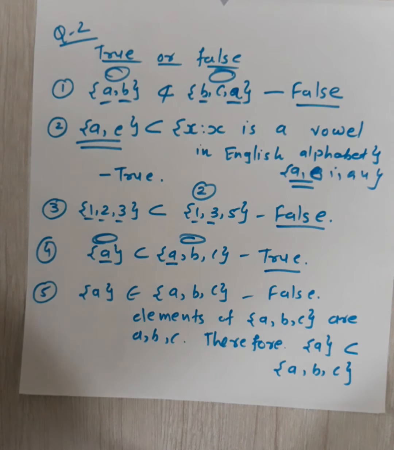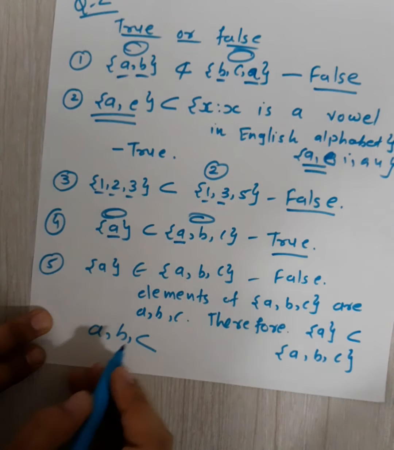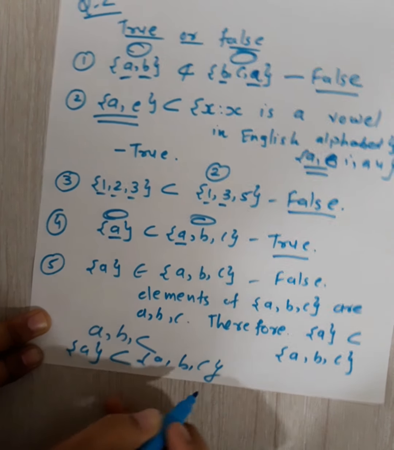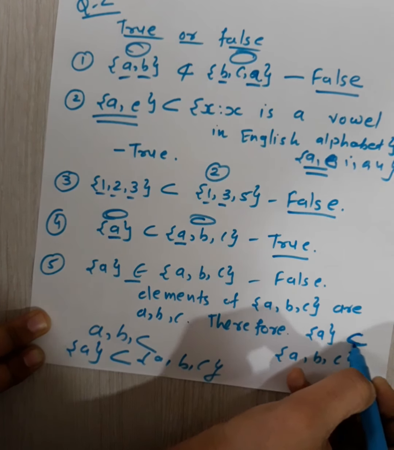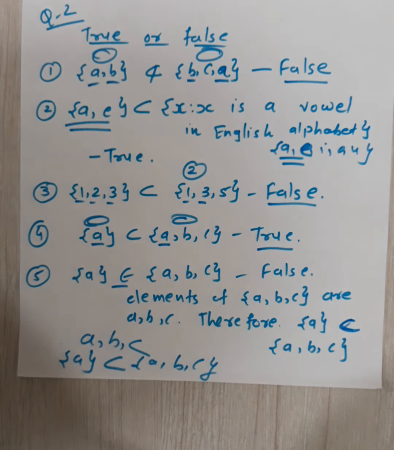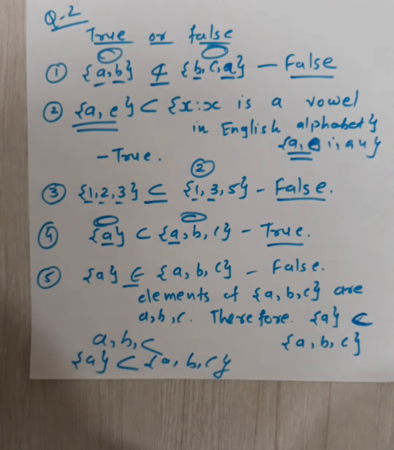Why? Because the elements of ABC are A, B and C. Therefore, what do we have to write? A is a subset of ABC. We have to write in this way. Belongs to is not a correct sign. The correct sign is subset of ABC. Okay. In this way we can represent our subset. In short, you have to remember one thing, that all the elements of your first set are compulsorily present in your second set. Okay. In this way we can represent is a subset of or is not a subset of. Okay. I hope you understood.